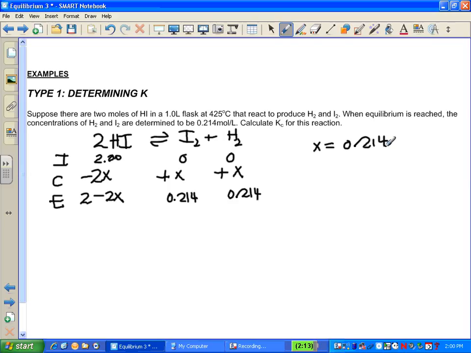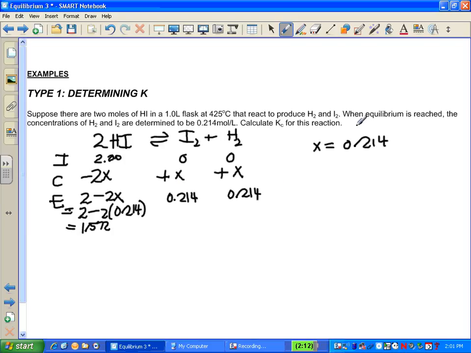Because we know what x is, we can also solve for the equilibrium concentration of HI, which is going to be 2 minus 2 times 0.214. And that has a value of 1.572. At this stage, we know the concentrations of all of the substances at equilibrium. So to review, we were given information about one of the substances, and we used that information to find out what x was, and use that to in turn determine the equilibrium concentrations of all the substances.